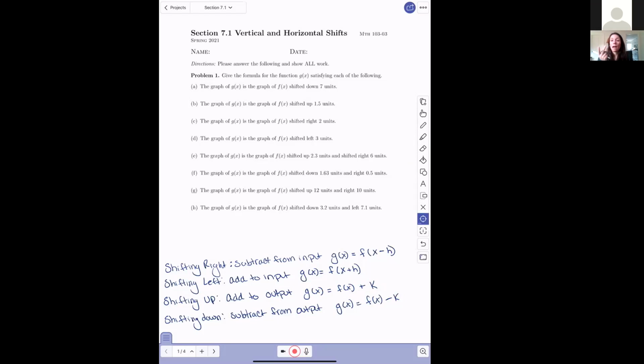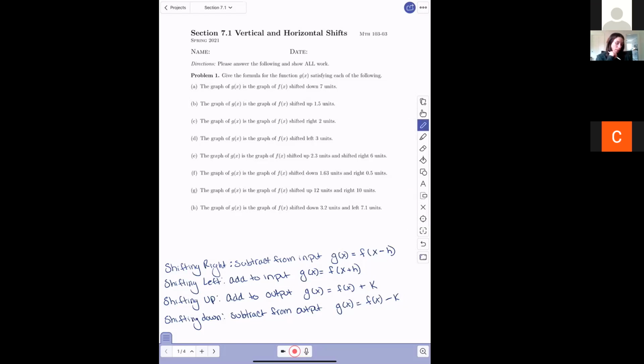Any questions on adding and subtracting to the input versus the output? So far, so good. All right, good. So now I have a ton of examples for us to work through.